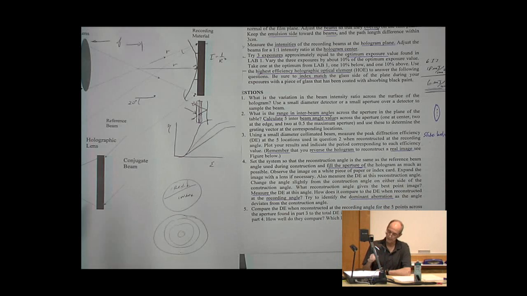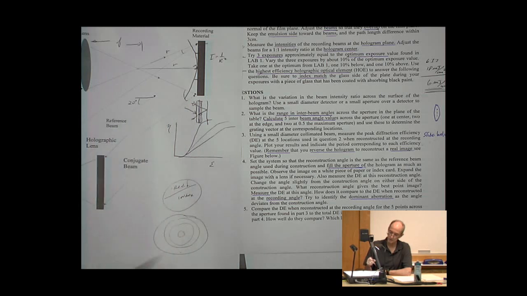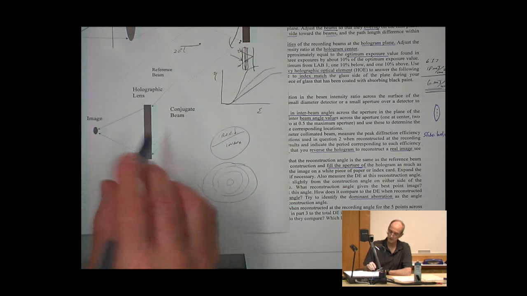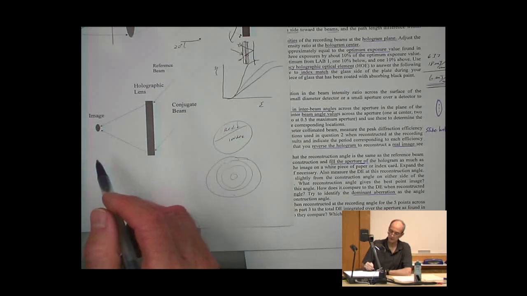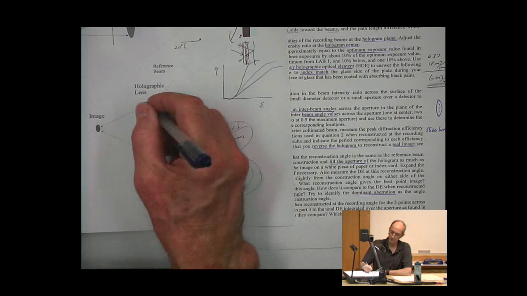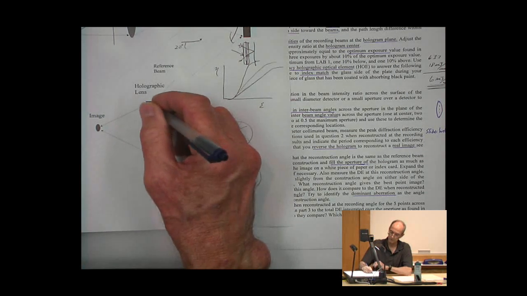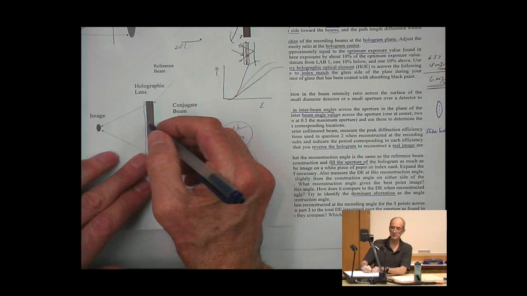All right, and then what I'd like you to do is to measure the diffraction efficiency. In measuring the diffraction efficiency, we want to reconstruct this with the conjugate beam. So here, the film is again actually going to be here. So this is another reason why you want to do that.